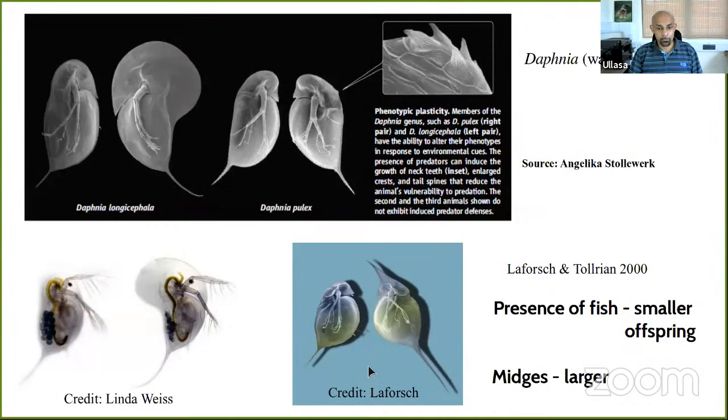And they also have these tails and these spikes on the head and so on, depending on the species. And interestingly, in this particular species, when fish are present, so fish are one of the predators, they tend to have smaller offspring. When midges are present, they tend to have larger offspring. Both fish and midges are predators. So it seems to be because midges and fish have different preferences in terms of size of prey.